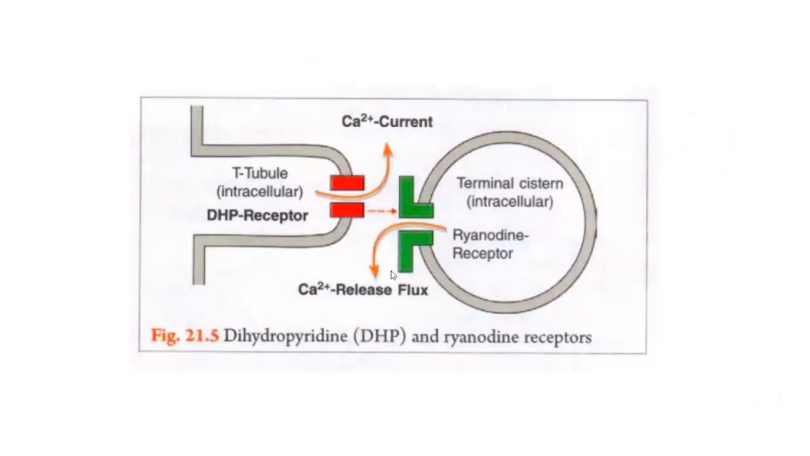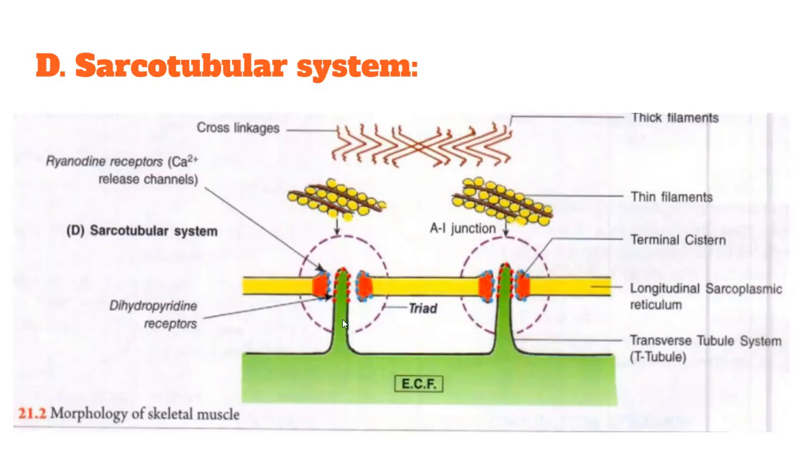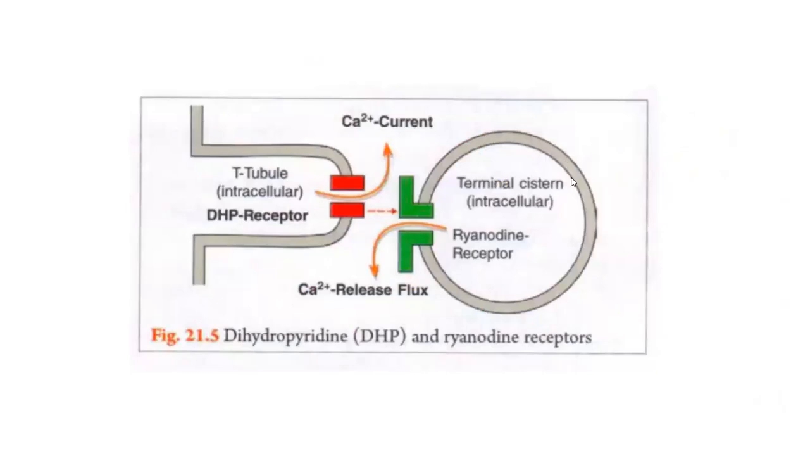So this is another way. You see, this is the T tubule I was telling about. This structure is a T tubule. This is a terminal cistern, and this is the sarcoplasmic reticulum. So this is a terminal cistern. This is the ryanodine receptor, which is not voltage gated. It's just open. It will come out. So calcium release flux, and so basically it creates a current.